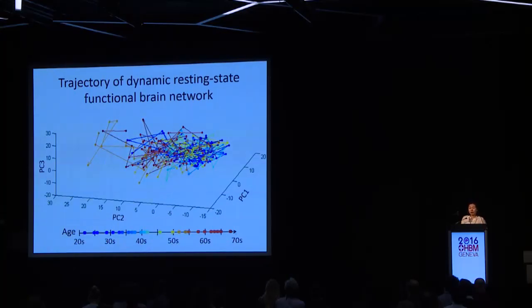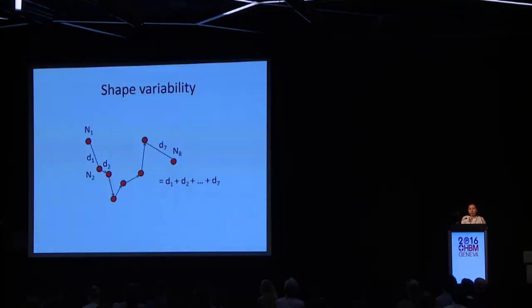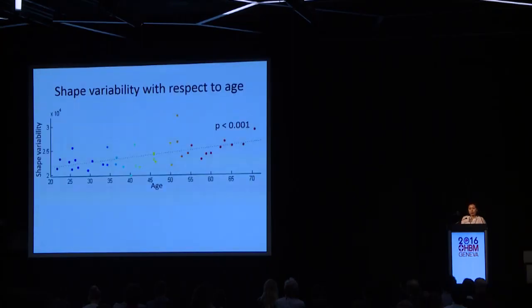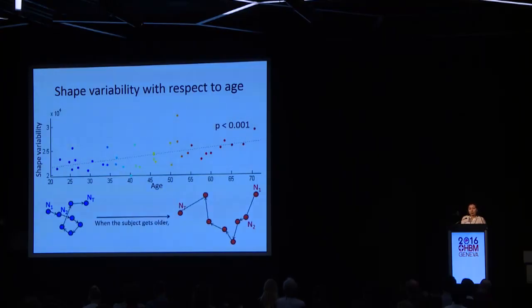To quantify it, we define the shape variability by summing all distances in the trajectory. So we found that the shape variability is linearly related to the age with the significance level 0.001. So it means that when the subject gets older, the trajectory fluctuates more. In other words, the dynamic network fluctuates more.